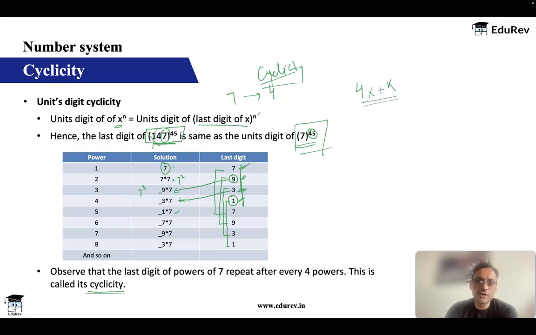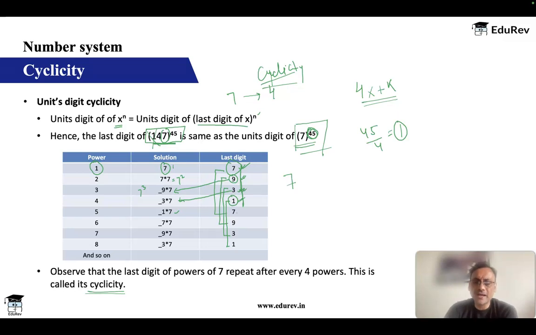Basically what it means, you divide this 45 by 4. When I divide this 45 by 4, I get a remainder of 1. So all powers of 4 are null and void. They become 0. You get 1, cyclicity of 1. That means the answer will be the same as 7 raised to the power 1, which is 7. So the answer for this question is 7.